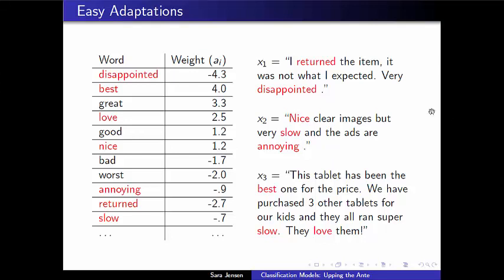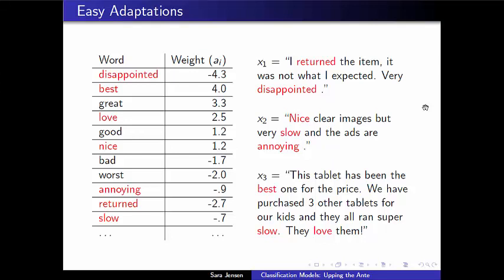X1 reads, "I returned the item, not what I expected, very disappointed." So fairly straightforward negative review. Sentence X2 says, "Nice, clear images, but very slow and the ads are annoying." So it seems like maybe it's a negative review, but it's not quite as strongly worded as the first one.